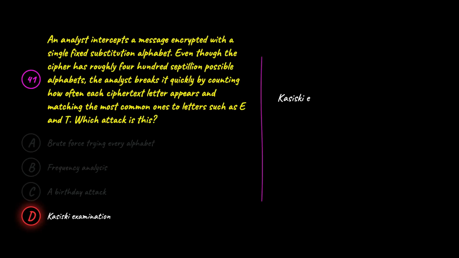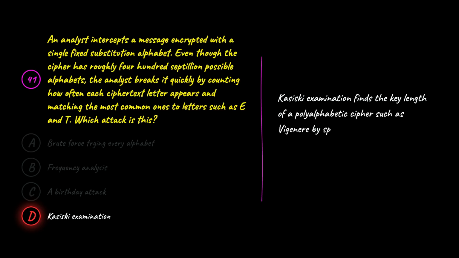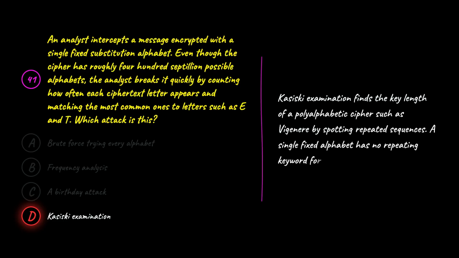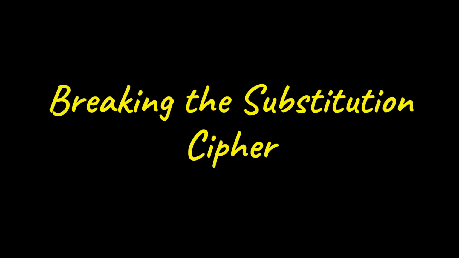D is wrong because Kasiski examination finds the key length of a polyalphabetic cipher, such as Vigenère, by spotting repeated sequences. A single fixed alphabet has no repeating keyword for Kasiski to attack. Frequency analysis is the attack that broke monoalphabetic substitution ciphers and pushed cryptography towards stronger designs.